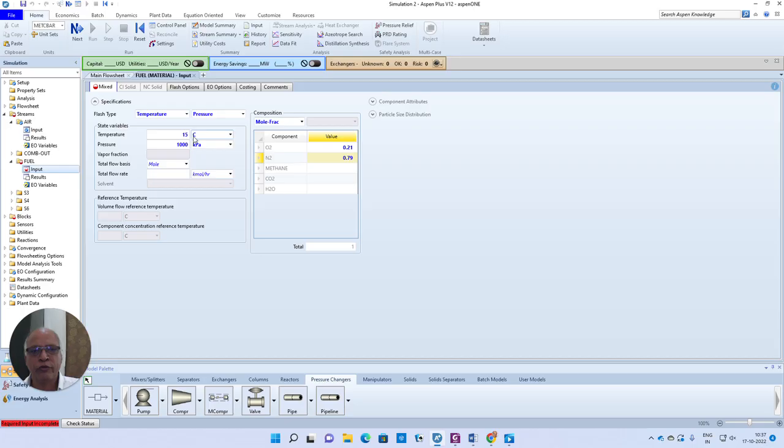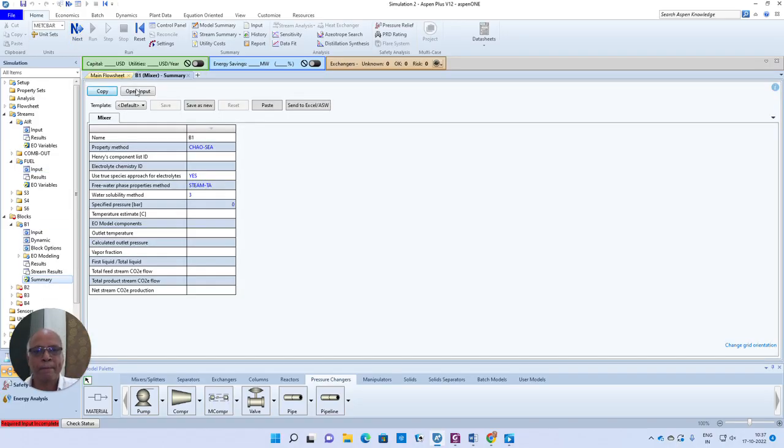So which is 15 degrees centigrade, 1000 kilopascals, and the mass flow of methane is 3000 kg per hour. This is of course meters. So we have defined the fuel. Now go to the next step.